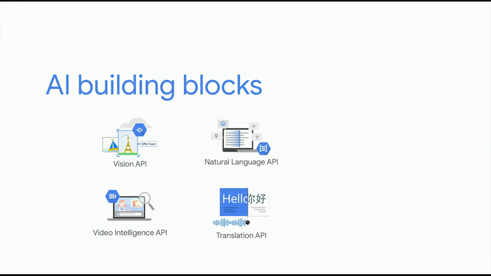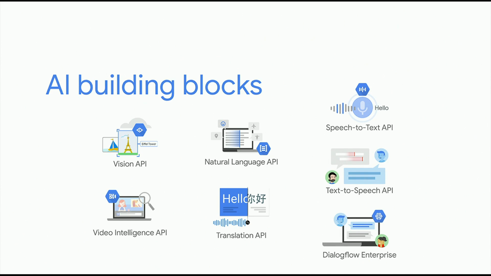The Vision API and the Video Intelligence API, this is the Sight category. We have the Language category with natural language and translation APIs. And we have the Conversation category with speech-to-text, text-to-speech, and Dialogflow APIs.